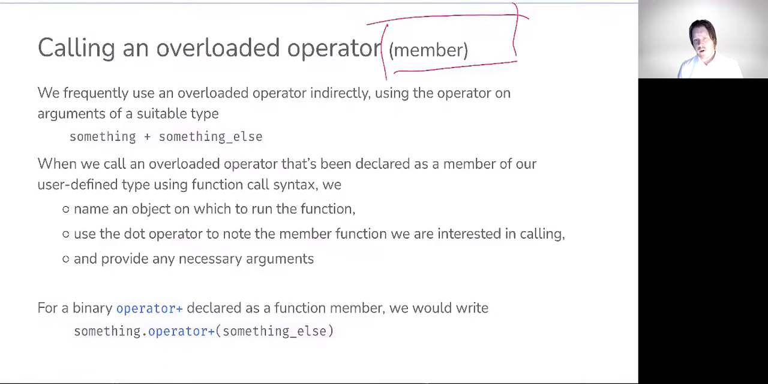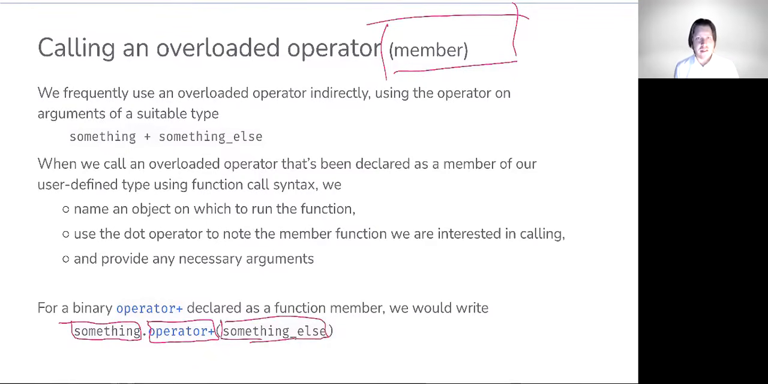When we call an overloaded operator that's been declared as a member of our user-defined type, using function call syntax, we name an object on which to run the function. We use the dot operator to note the member function we are interested in calling, and we provide any necessary arguments. So this would look like something.operator+(something else). Something is the object that we're going to invoke the member function on. Operator+ is the name of the member function, and the argument here is going to be something else.